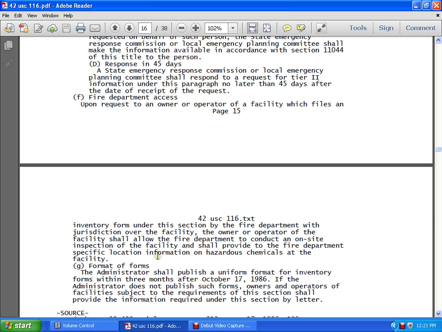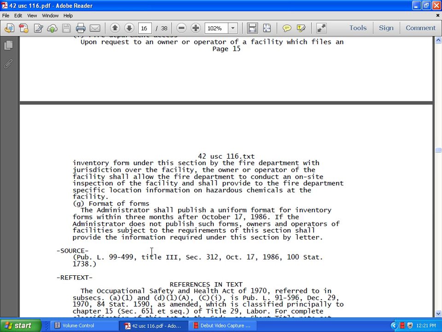Formats for forms. The Administrator shall publish a uniform format of inventory forms within three months of October 17, 1986. If the Administrator does not publish such forms, owners and operators of facilities subject to the requirements of this section shall provide the information required under this section by letter.